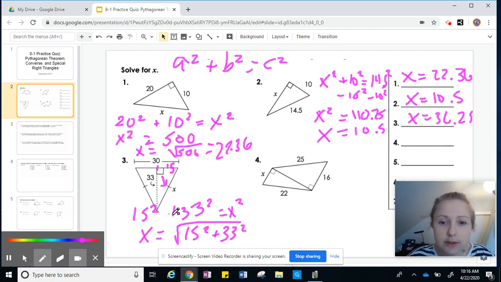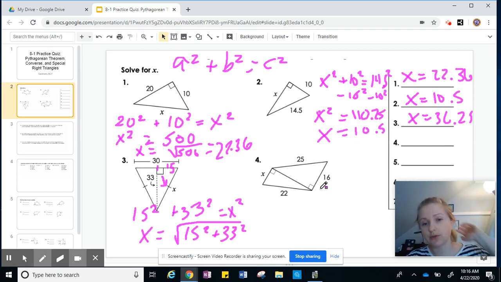So number 4, we've got 2 right triangles here. So this top one, we have 16 as a leg, 25 as a hypotenuse. Again, we know it's the hypotenuse because it's across from the right angle. We don't know this leg right here. And then for this one, x is here, so we don't know x. 22 is the hypotenuse, and we're going to need this leg.